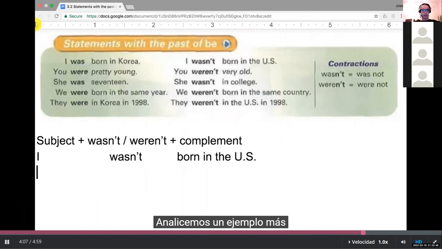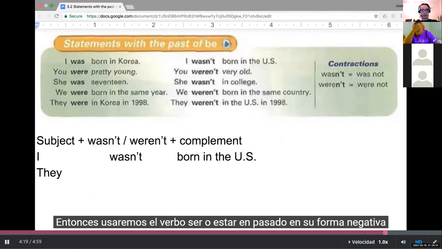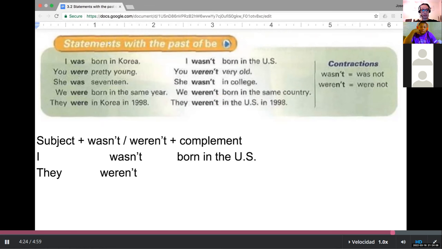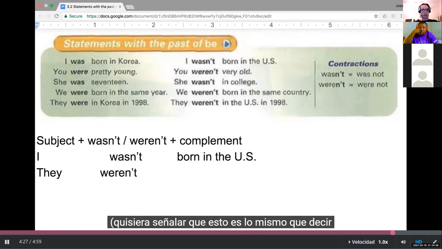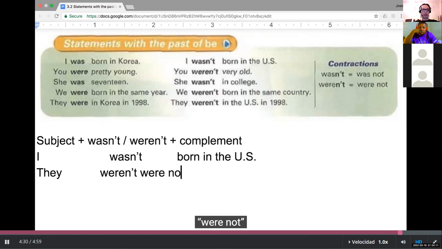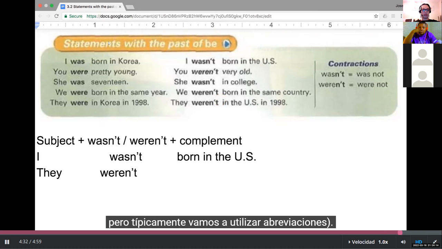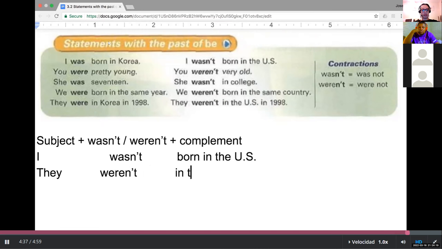Let's analyze one more example. They weren't in the U.S. in 1998. First, we need to add the subject they. Then we will use the verb to be in the past in its negative form, weren't. I would like to point out that this is the same as saying were not. But we will typically use contractions. Finally, we include a complement, in the U.S. in 1998.